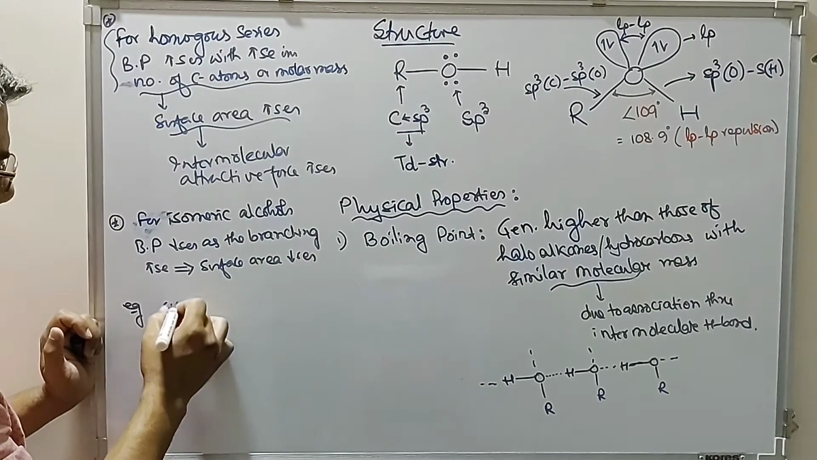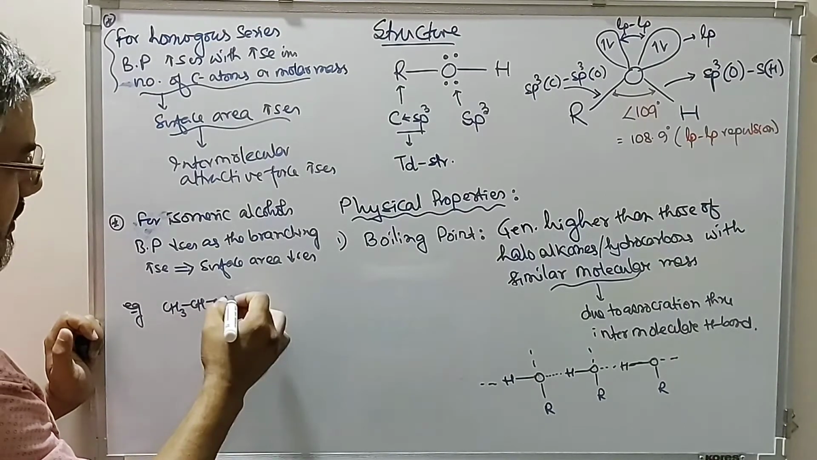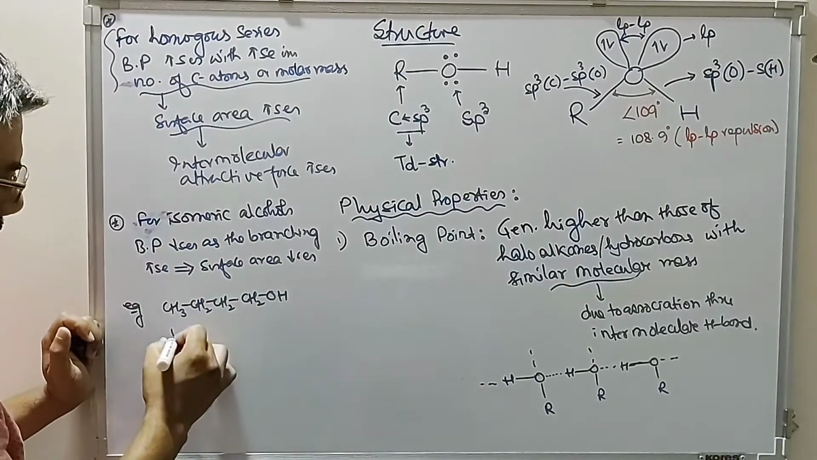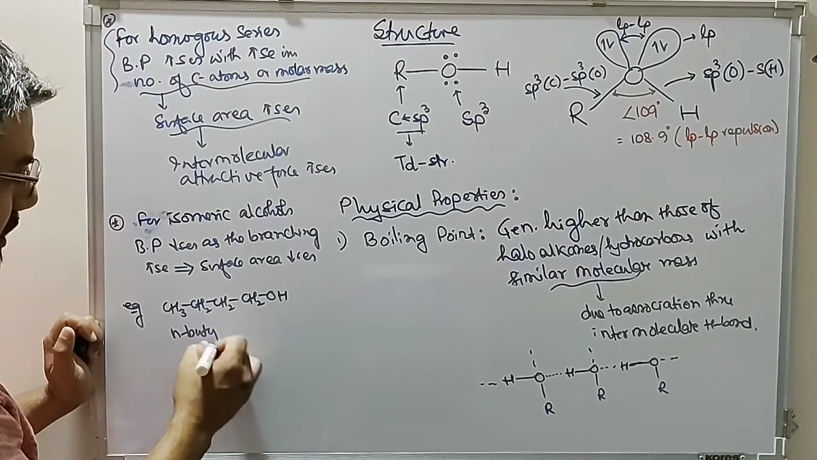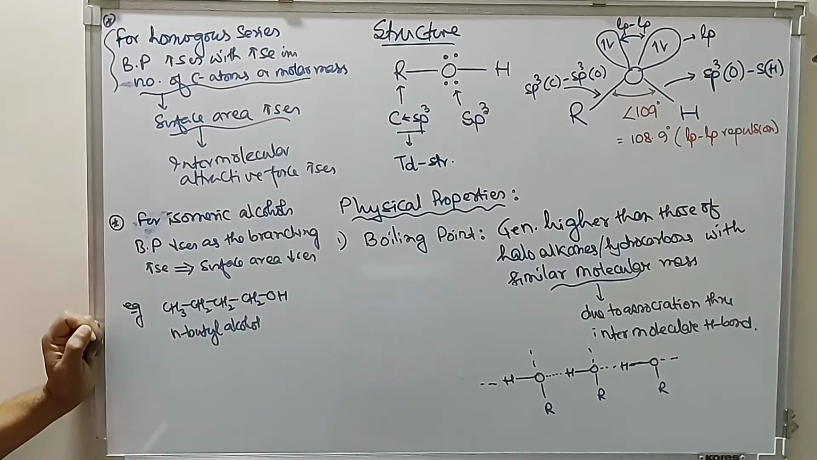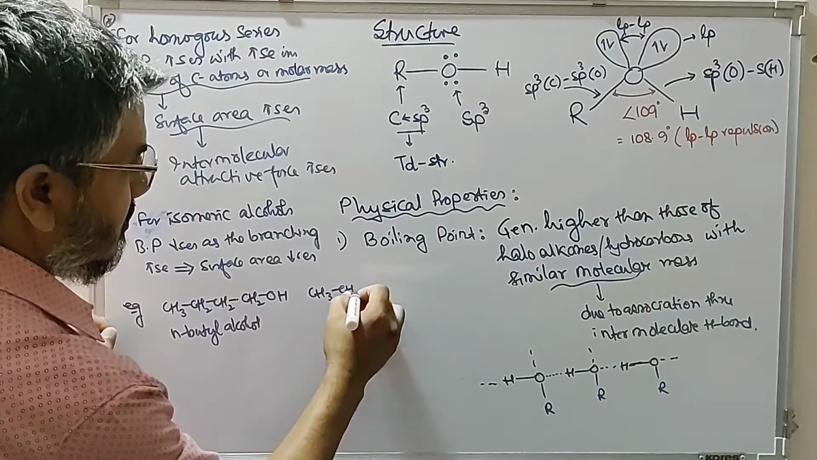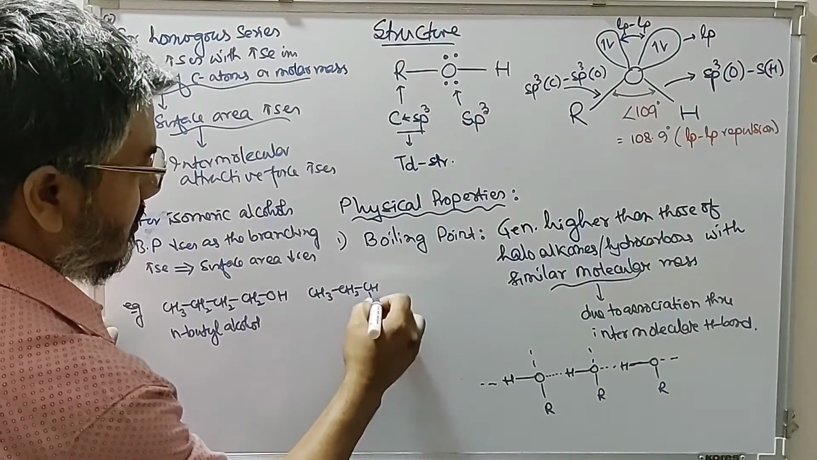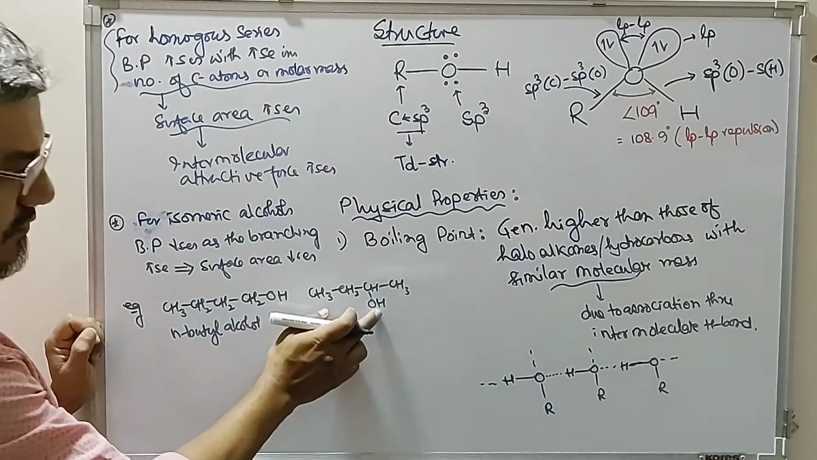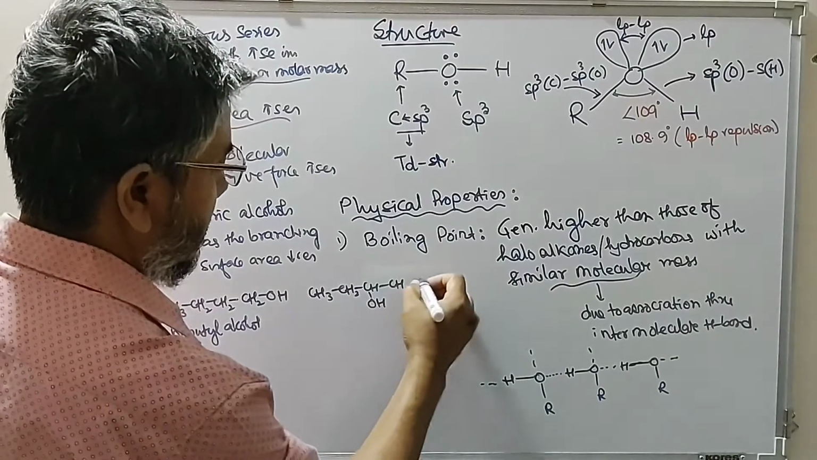Take this, CH3, CH2, CH2, CH2, that is n-butyl alcohol. Then we have isobutyl alcohol. So look at this, we have branching here, and take this.